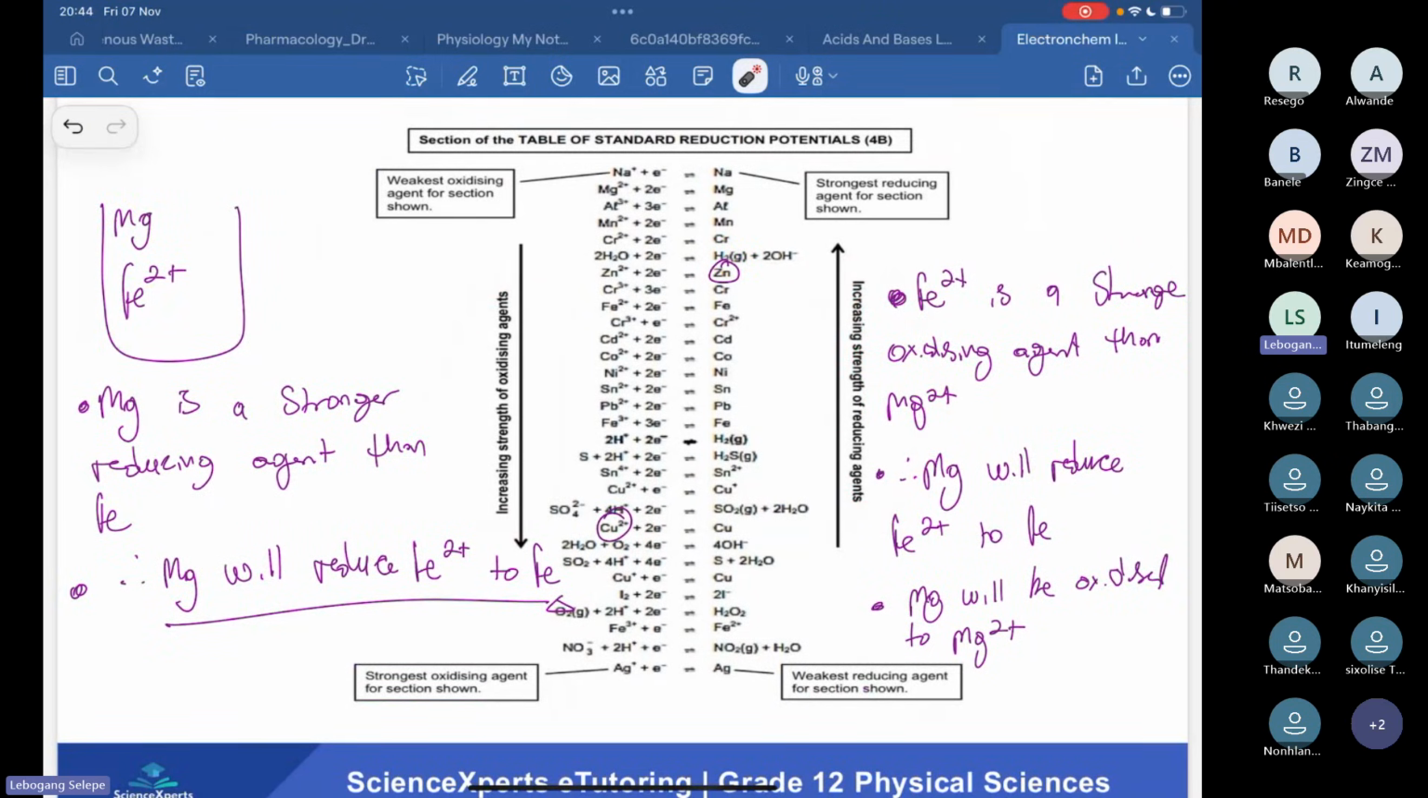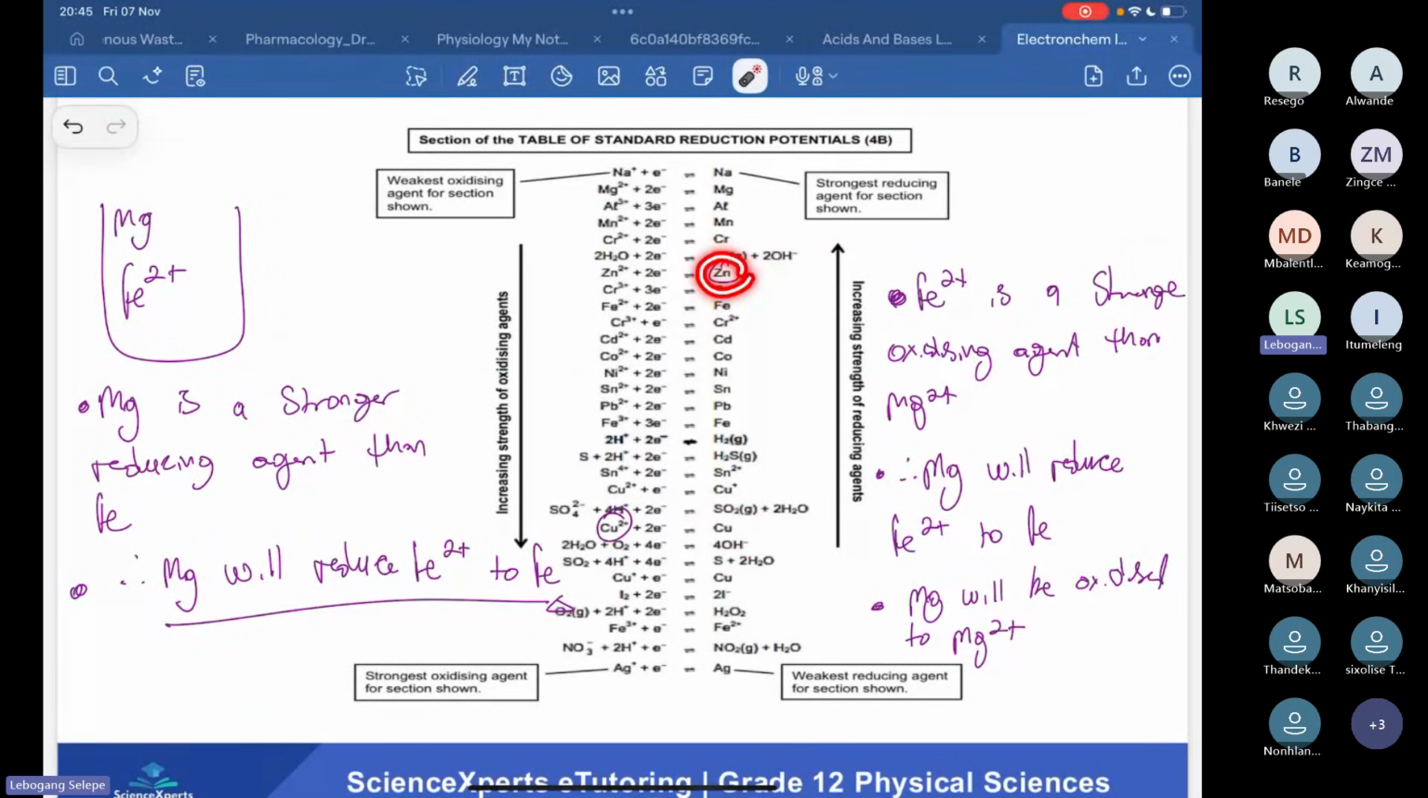But when I'm going to compare the strength of reducing agents, I'm going to compare zinc with copper, not zinc with Cu2+. I can't compare zinc with Cu2+ because they are not of the same nature, right? This one, it's a donator. This one, it's an acceptor. We can't compare the two. So I'm going to compare the donator with the donator that corresponds to this acceptor, which is basically Cu, right? So I'm going to compare Zn with Cu.